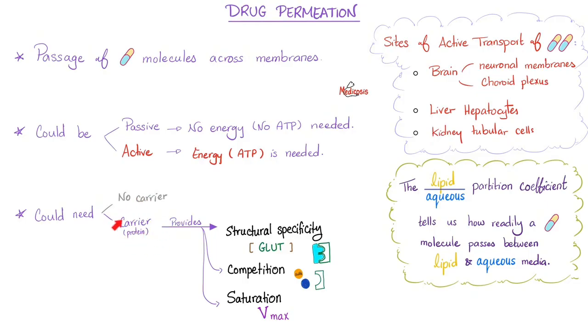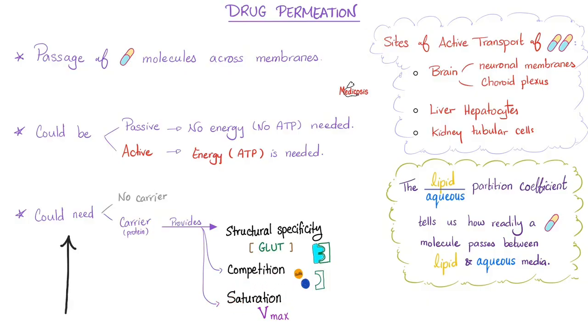The moment you require a carrier protein, you will have structural specificity, competition, and saturation. Structural specificity means the key in the lock model. The drug is the key, the receptor is the lock. When the key binds to the lock, you can turn the key inside the receptor, and then the receptor will start to produce the function. Competition: one medication can compete with another medication for the same receptor. Third, saturation. What does that mean? There will come a moment where all of your receptors will be occupied, and therefore you will be saturated.